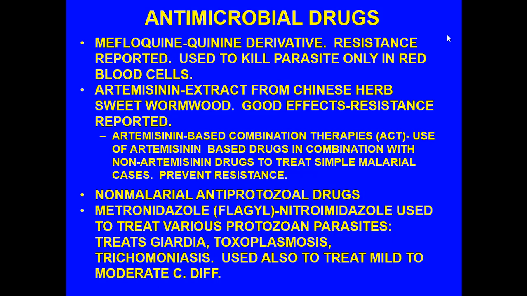Now, artemisinin-based combination therapies, ACT, use artemisinin-based drugs in combination with non-artemisinin drugs to treat simple malaria cases. That way, when you have this sort of drug cocktail, you prevent resistance. It's one thing for an organism to develop a mutation of resistance against one drug, but not several at the same time. And so usually you're able to get rid of them.